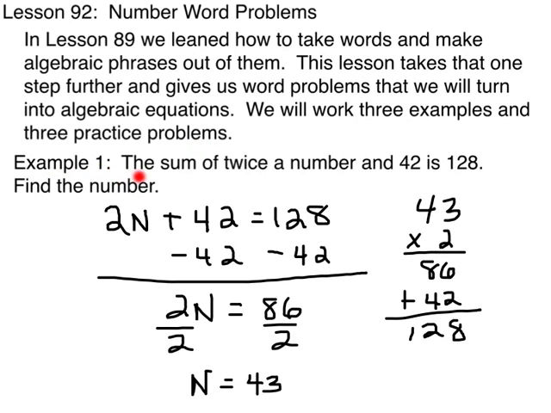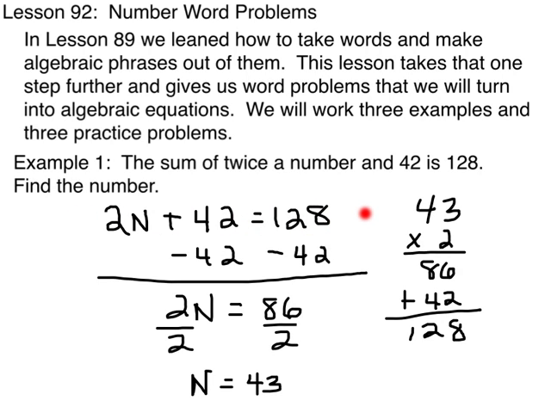First example says the sum of twice a number and 42 is 128. Sum means we're going to add something. What are we going to add? Twice a number would be 2 times the number, and 42. So when we get the sum of twice a number and 42 is, and that's equals 128.